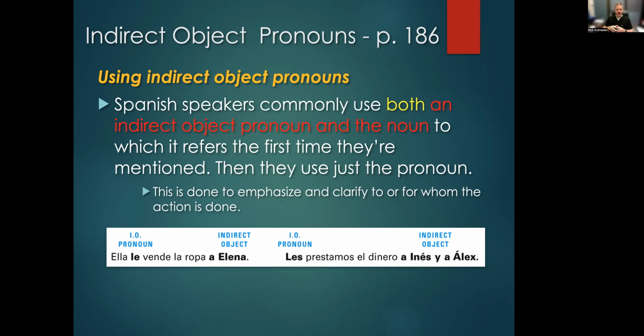So in the examples, ella le vende la ropa. We don't know who the le is. A Elena. Now we know that le, the third person singular indirect object pronoun, refers to Elena. Les prestamos el dinero a Inés y a Alex. So we're lending money to either y'all, to the guys, to the girls, to a mixed group, right? So les is now clarified by using a Inés y a Alex. So it's going to clarify, especially with that third person singular and plural, to make it really clear who that pronoun is referring to.